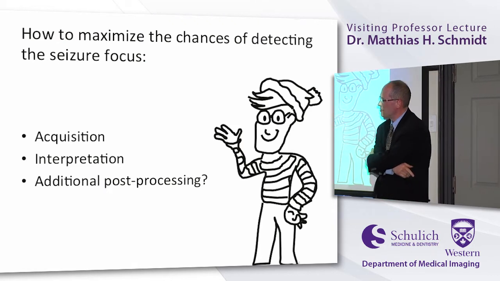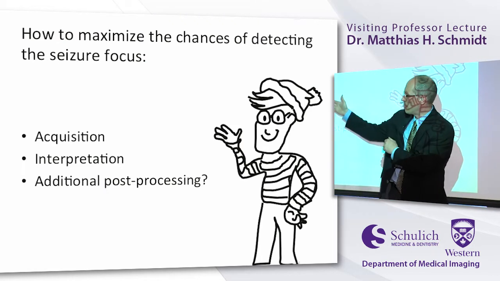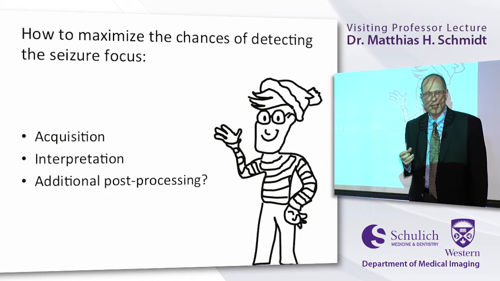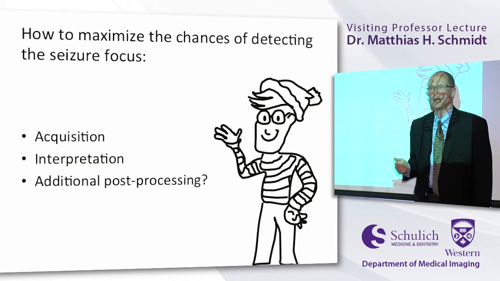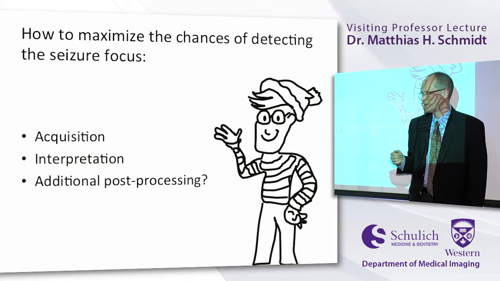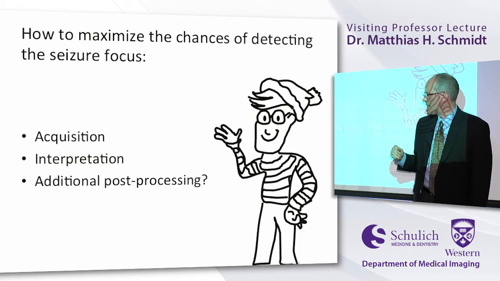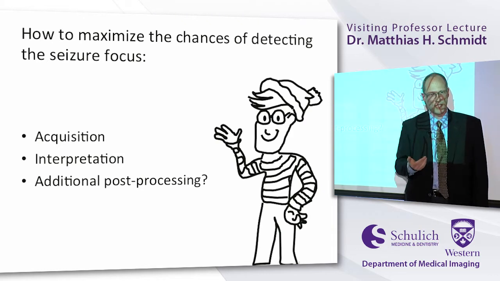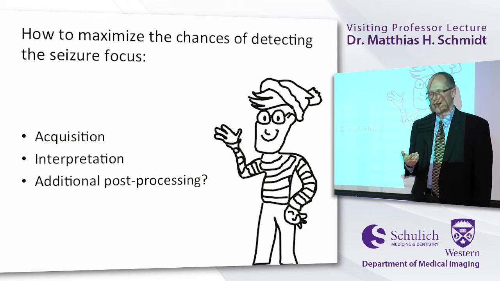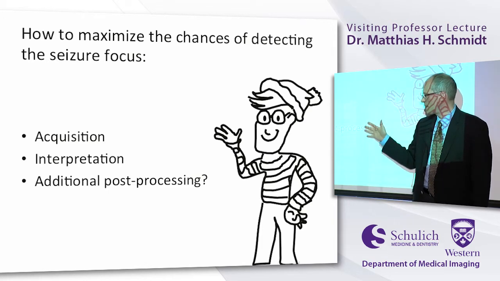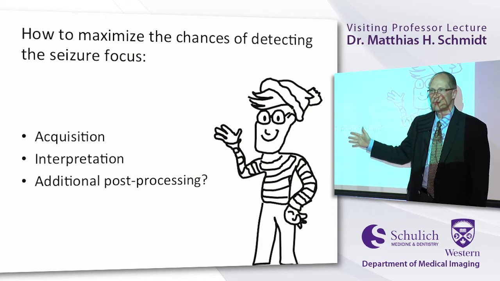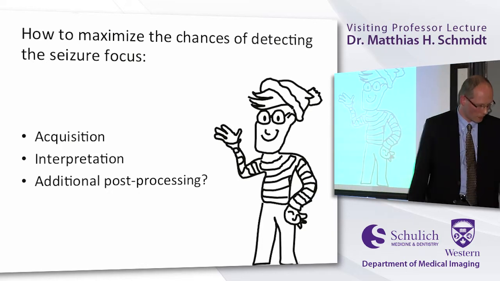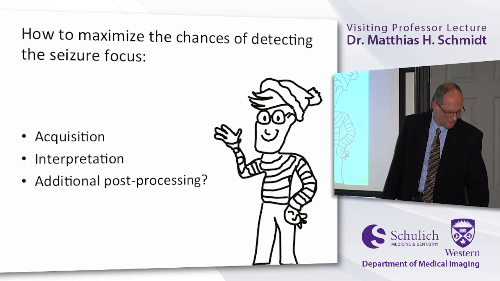So the first thing we need to do is we need to really optimize our acquisition. The next thing we need to do is we need to sharpen our eyes and our minds, and we need to optimize our interpretation. And finally, there may be opportunities for additional post-processing techniques and using everything that signal processing and computer engineering can give us to supplement our radiological judgment.